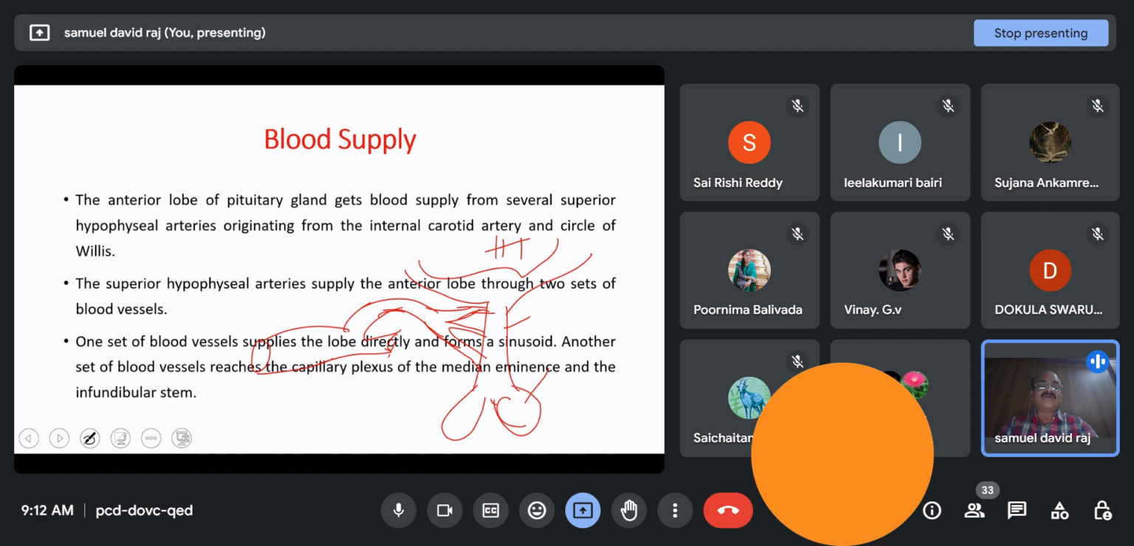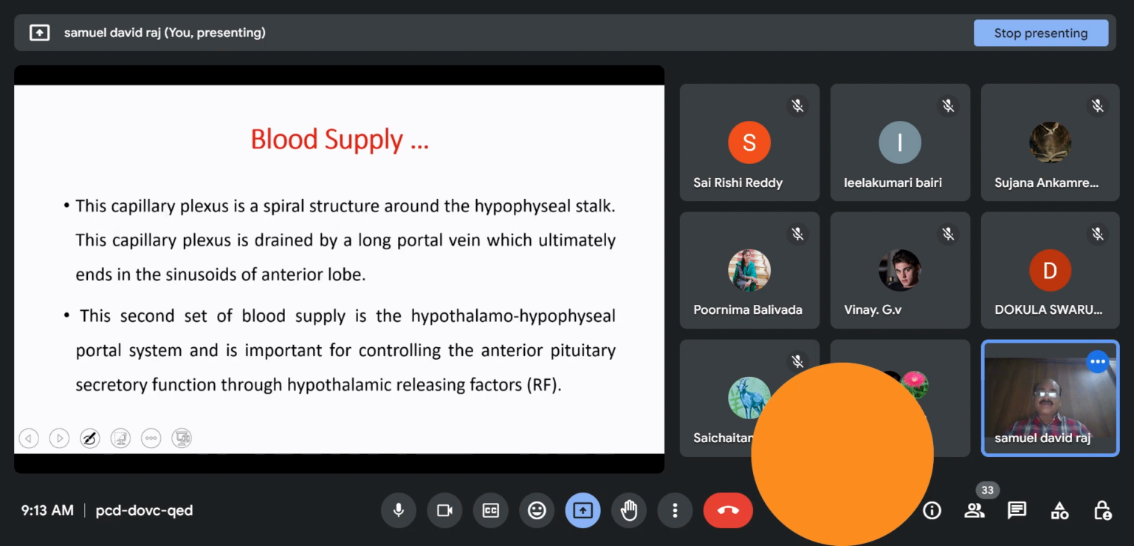At the same time, it is connected to the second set of blood vessels, which form a capillary network around the median eminence and infundibular stem. So this forms a capillary network here. This capillary network connects the hypothalamus with the posterior pituitary as well as the anterior pituitary. Okay, so we'll deal with that later.